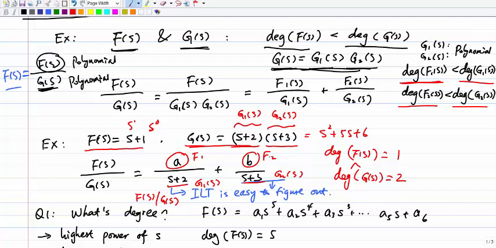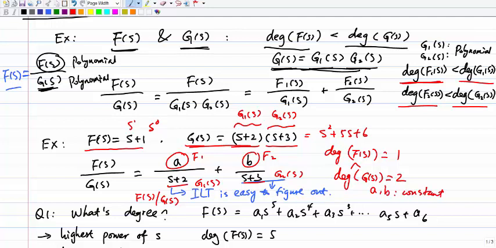And F2 also has to be a constant, because its degree is also 0. So that means I have two constants over here. F(s)/G(s) can be decomposed as A divided by s + 2 plus B divided by s + 3. Here A and B are constants.